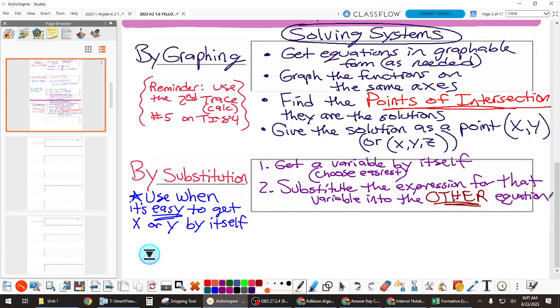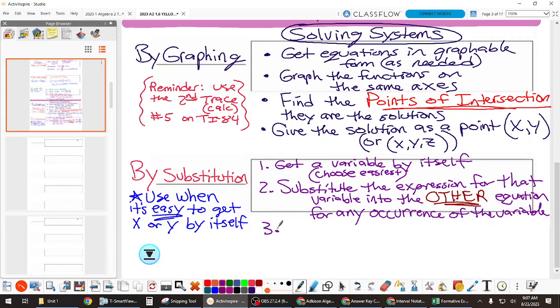And you need to make sure that you plug it in for all occurrences, right? For any occurrence of the variable. So maybe you see x in three places. That expression needs to go in for all three of them.